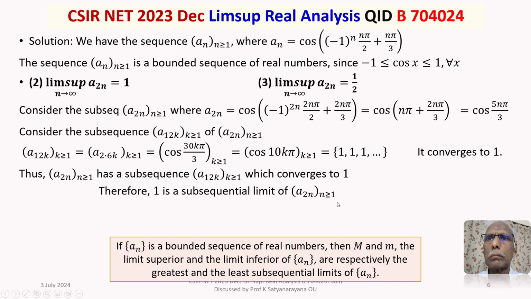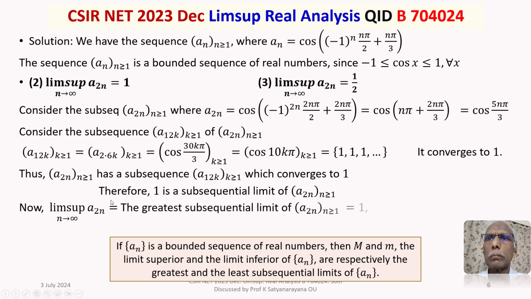So, in this subsequence, the cos will be cos(5nπ/3). So, subsequential limits will satisfy minus 1 less than or equal to cos of this function less than or equal to 1. But we have already obtained 1 as a subsequential limit, and that is the greatest of all the subsequential limits, because the other subsequential limits will be less than 1 because it's a cos function.